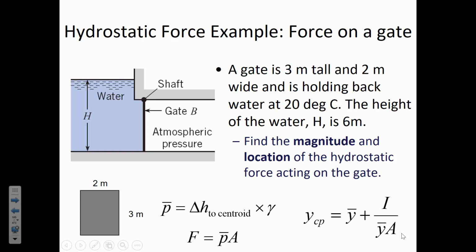We have a gate that is 2 meters wide, 3 meters tall. It's fully submerged, so the edge of the gate doesn't go up to the water surface. But it is vertically oriented, so at least delta H and y bar will be the same for this problem. What I'd like you to do is find out the magnitude and the location of the hydrostatic force that's acting on the gate. So we're not doing that resisting the gate. That moment balance part doesn't apply for this problem. But do calculate the magnitude and the location of the hydrostatic force.